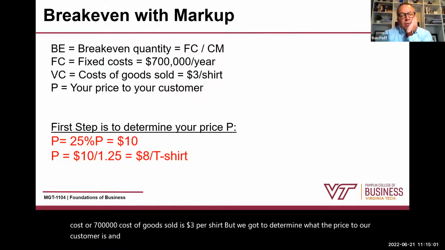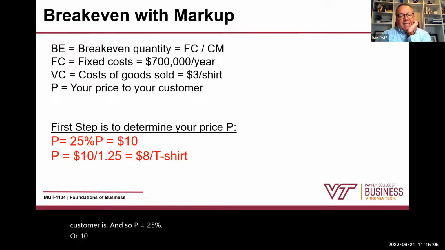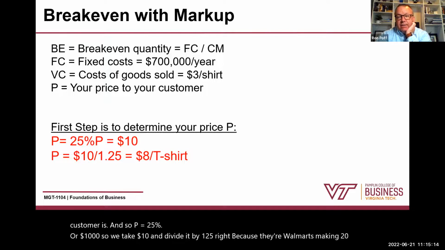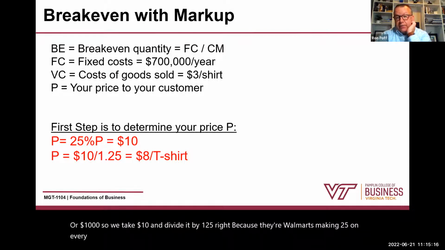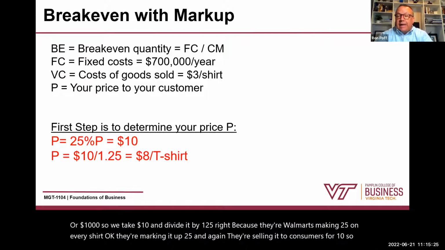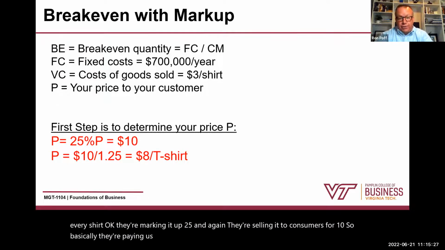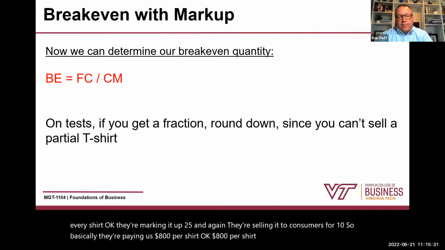So P equals 25% markup on $10. We take $10 and divide it by 1.25, all right? Because Walmart's making 25% on every shirt. They're marking it up 25%. Again, they're selling it to consumers for $10. So basically, they're paying us $8 per shirt, okay? $8 per shirt. So now we look at the break-even.